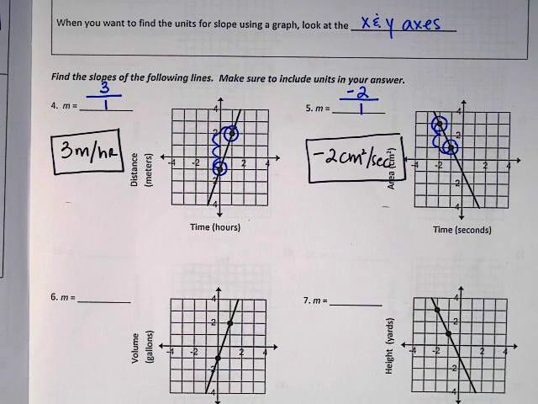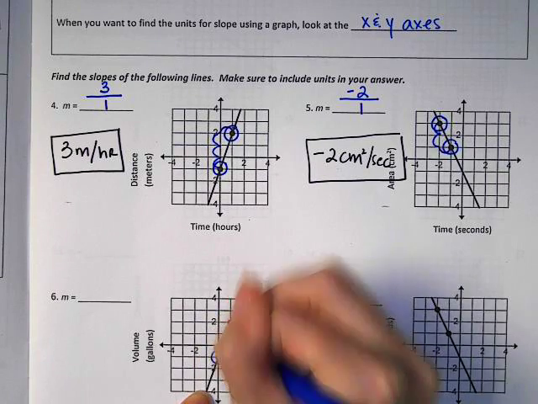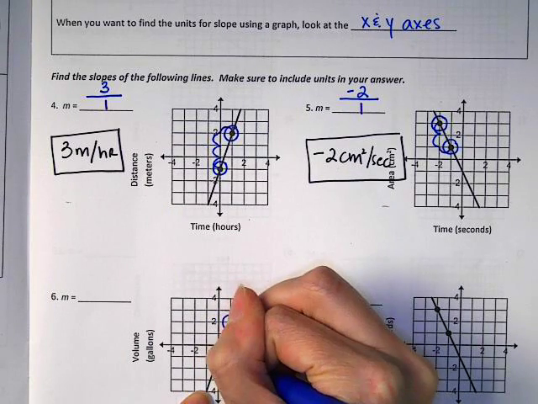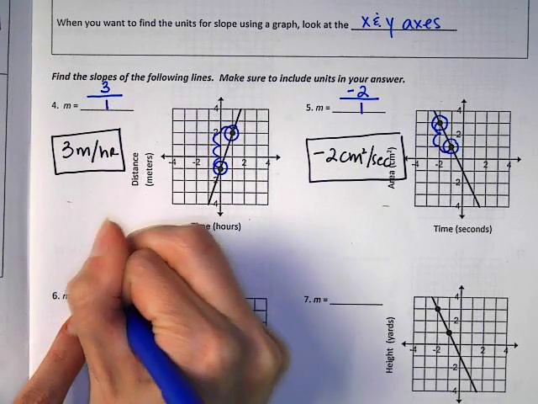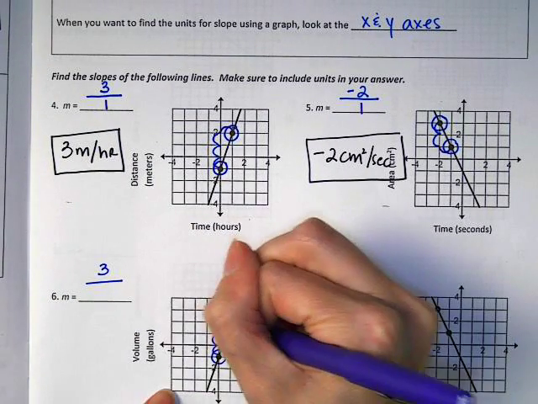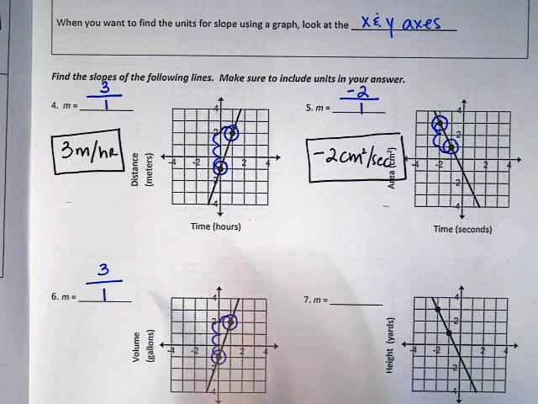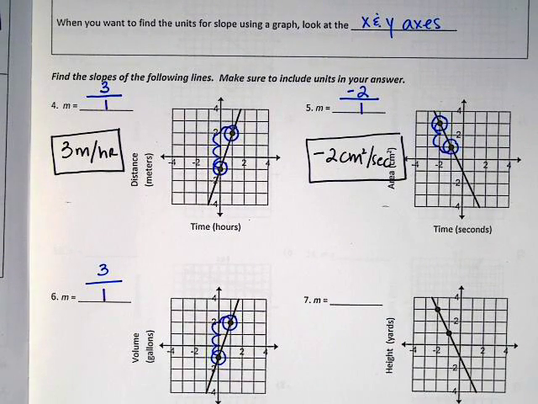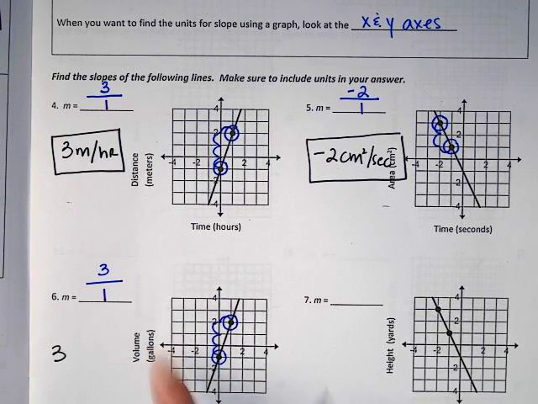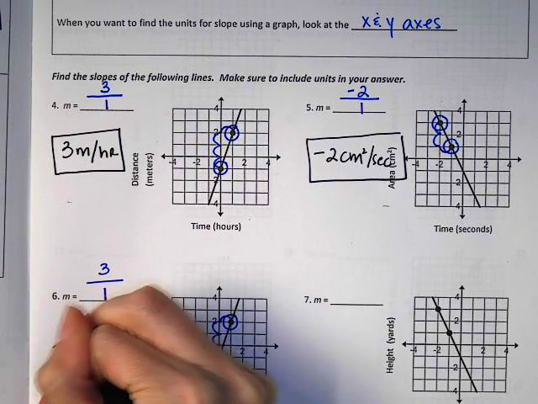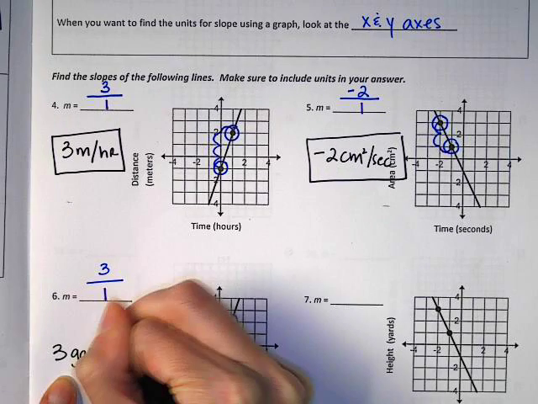All right, number 6. How do we move from this point to this point? We are rising, going up 1, 2, 3, so positive 3, and then right 1, which is positive 1. So 3 over 1 is just 3, and the units are gallons per minute.